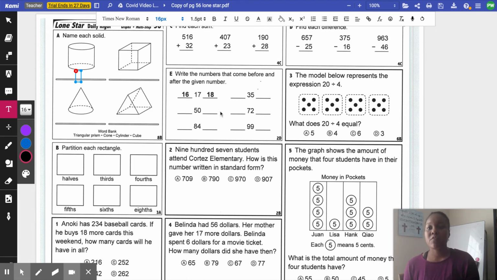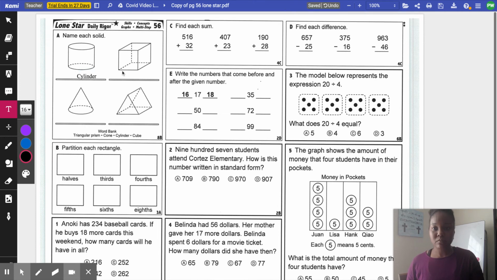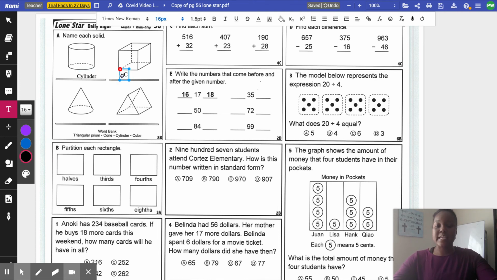So, this first question, letter A, name each solid. We know that solid figures are 3D figures because they are fat, not flat. So this first shape is called a cylinder. And you also have a word bank down here at the bottom if you don't know how to spell those words. The next one is a cube.